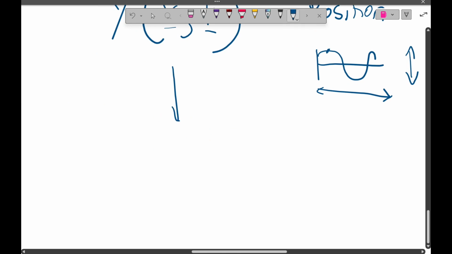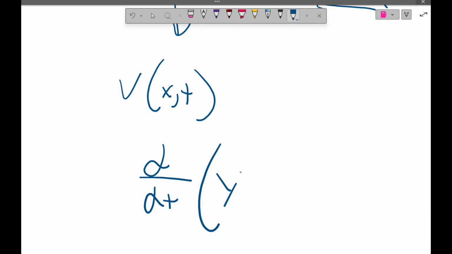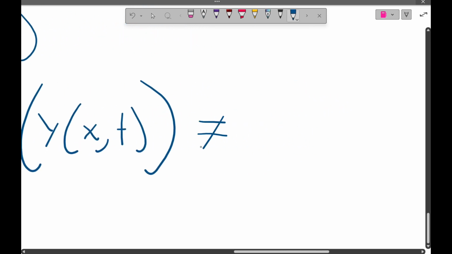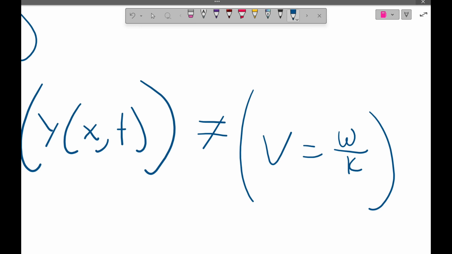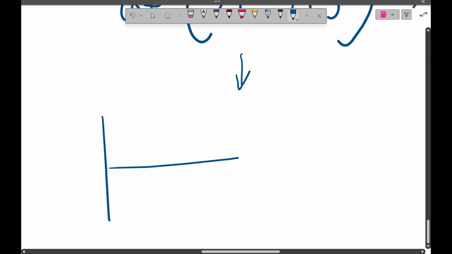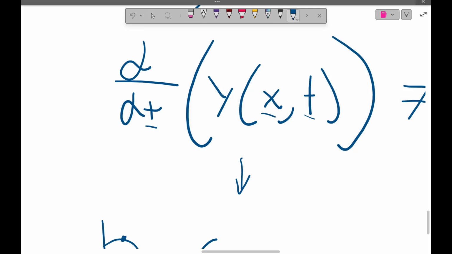Taking the partial derivative of that to get v of x and t, where you're going to have to do del t of y of x and t, right? That is not the same as v is equal to omega over k. Okay, I know my notation here isn't brilliant, but this is how fast that point on the string is bobbing up and down. I can tell you where it is with these parameters x and t. Take the partial with respect to t, and remember, do not take your partial derivative with respect to x.